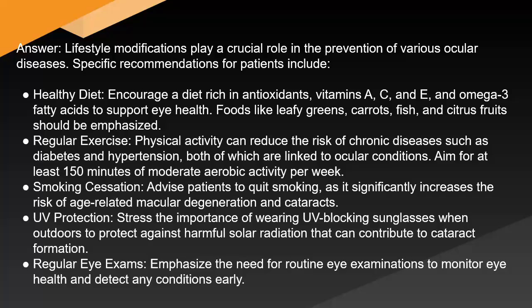Regular exercise. Physical activity can reduce the risk of chronic diseases such as diabetes and hypertension, both of which are linked to ocular conditions. Aim for at least 150 minutes of moderate aerobic activity per week. Smoking cessation. Advise patients to quit smoking as it significantly increases the risk of age-related macular degeneration and cataracts. UV protection. Stress the importance of wearing UV-blocking sunglasses when outdoors to protect against harmful solar radiation that can contribute to cataract formation. Regular eye exams. Emphasize the need for routine eye examinations to monitor eye health and detect any conditions early.